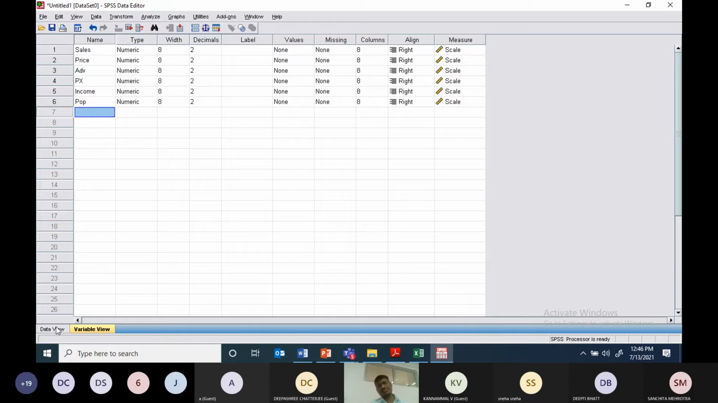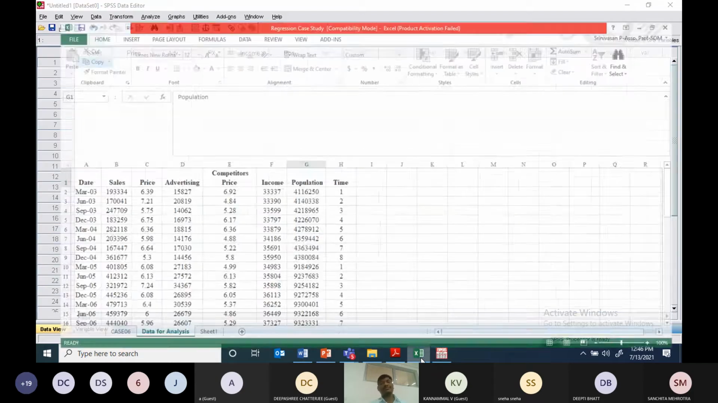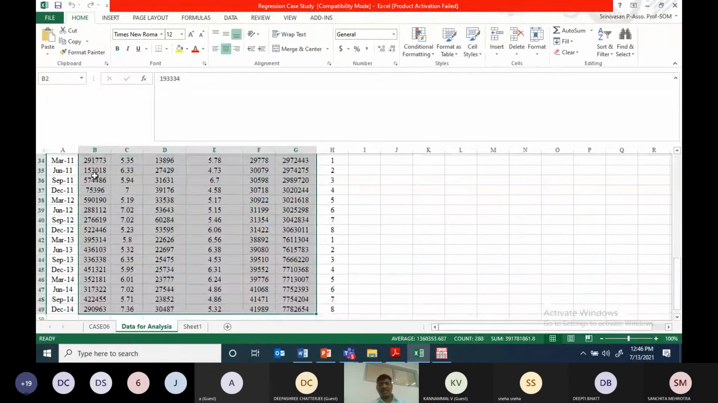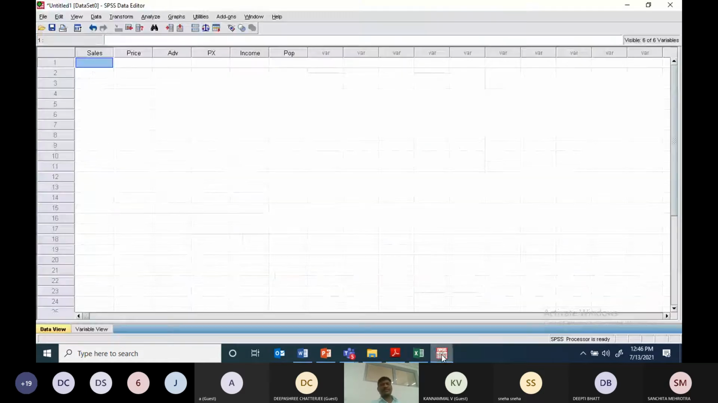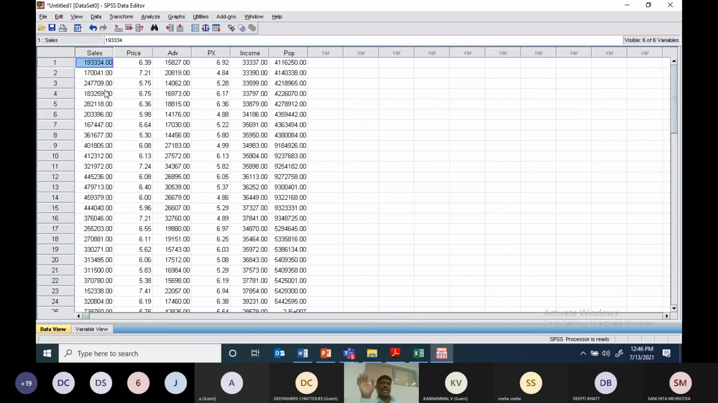Go to the data view. I'm just going to copy, Control C, and paste it. That's it, nothing else. I have created the variables, you can see. I'm going to paste it. Okay, done. It did not even take 1 minute.